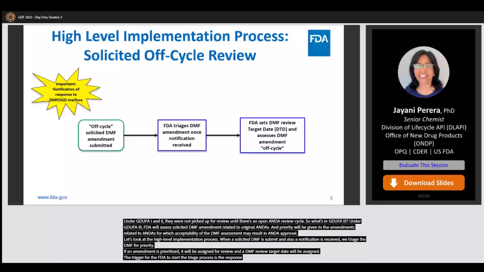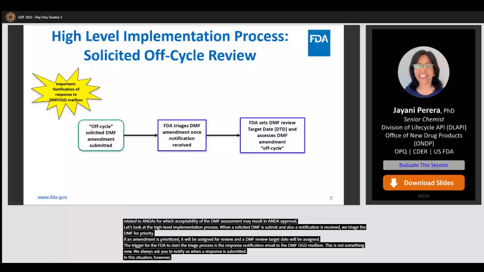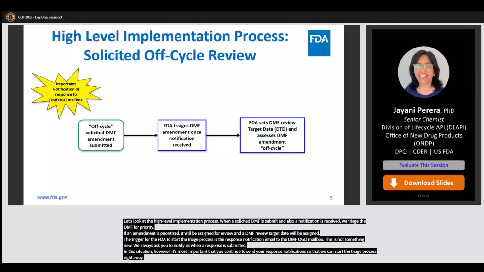This is not something new. We always ask you to notify us when a response is submitted. In this situation, however, it's more important that you continue to send your response notifications so that we can start the triage process right away. This way we can get the review started as quickly as possible.